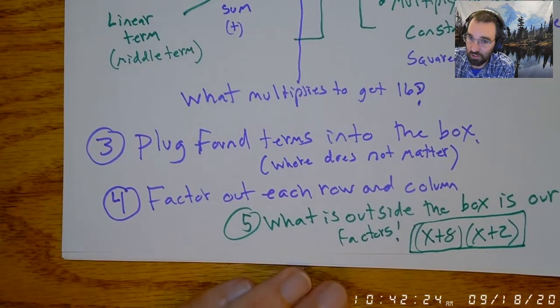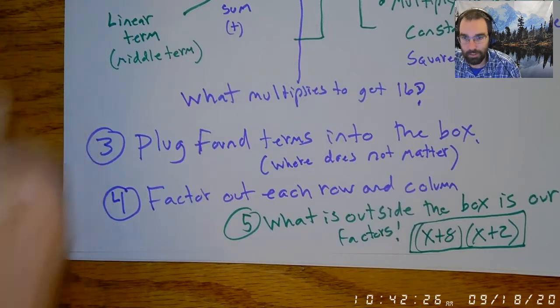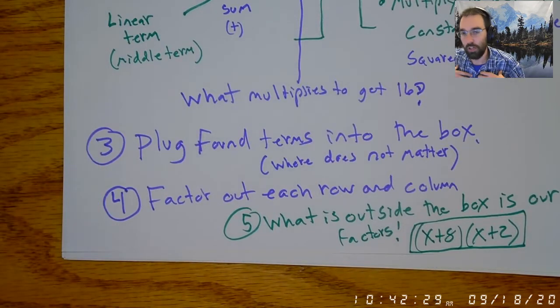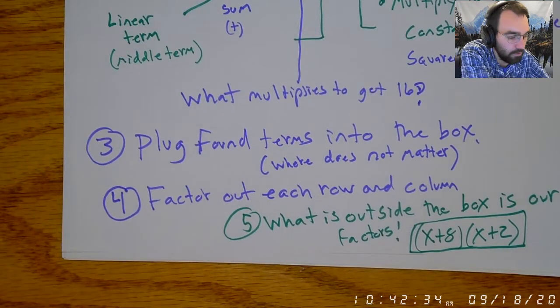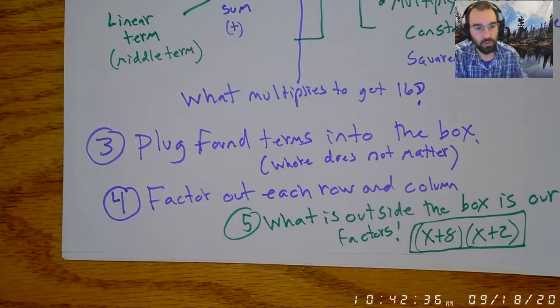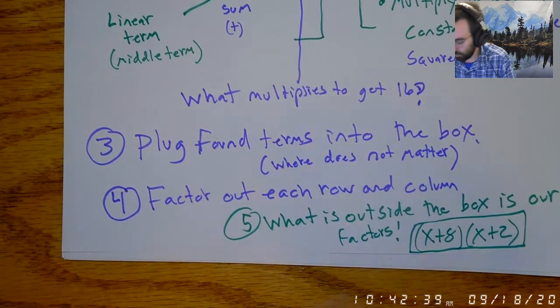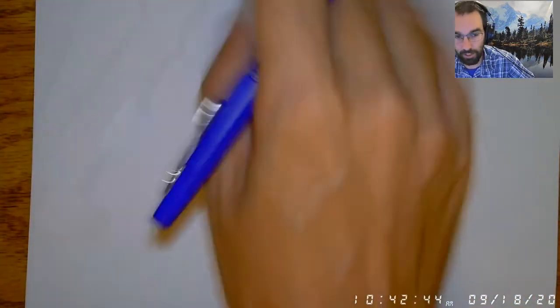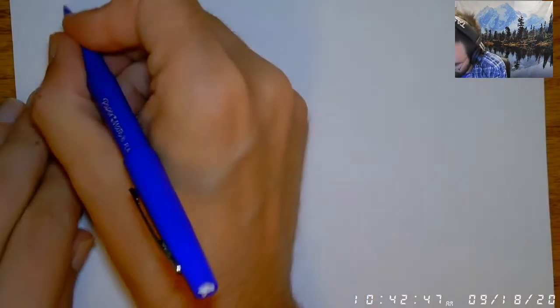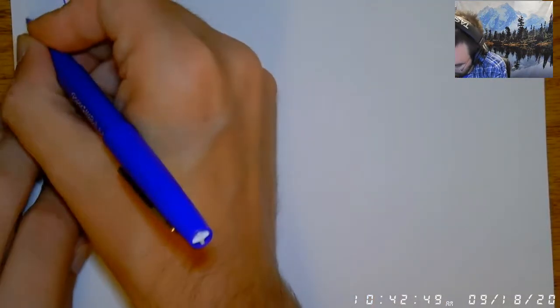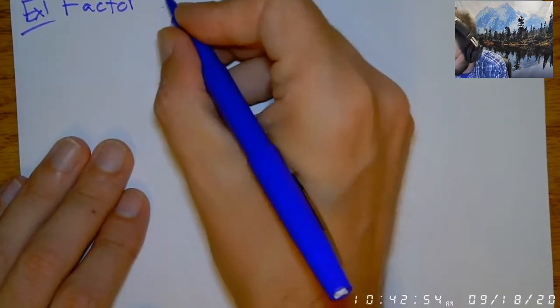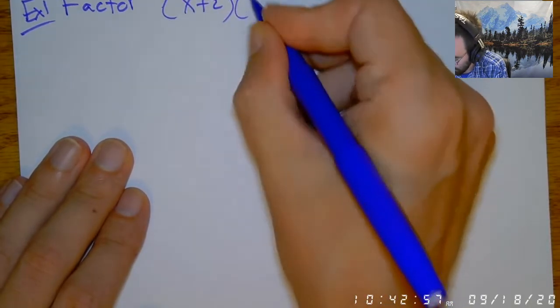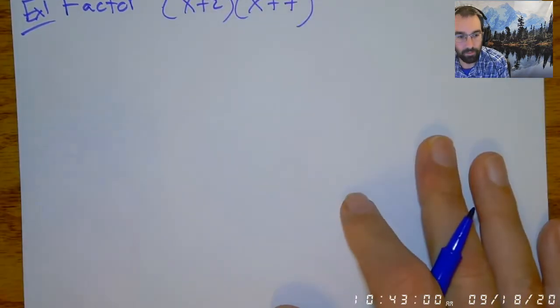All right, now that took a long time. So let's try to do a couple that are a little bit faster. I'm going to show you one more that's a little bit faster, and then I'm going to have you guys try one on your own. Okay, so let's do this again. So this is example 1. We're going to factor. Let's do one that's similar: x plus 2 and x plus 7.